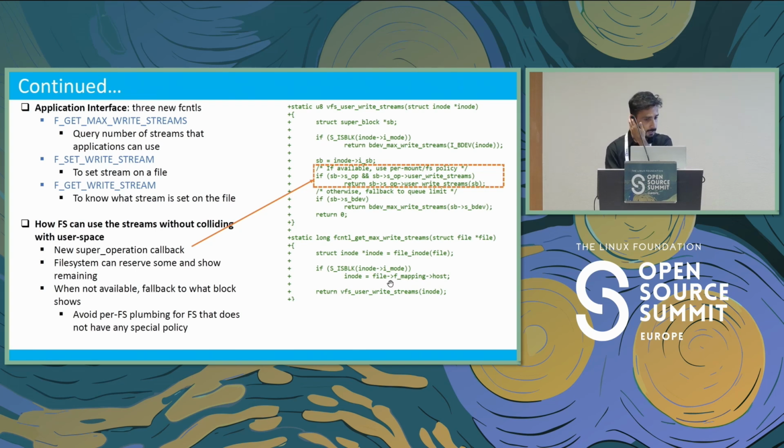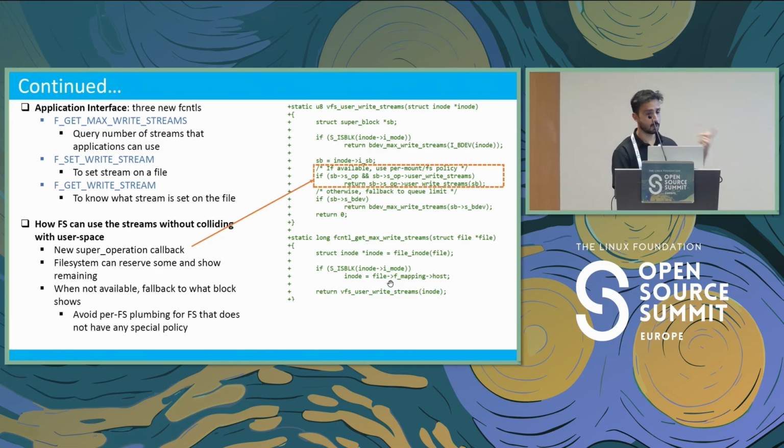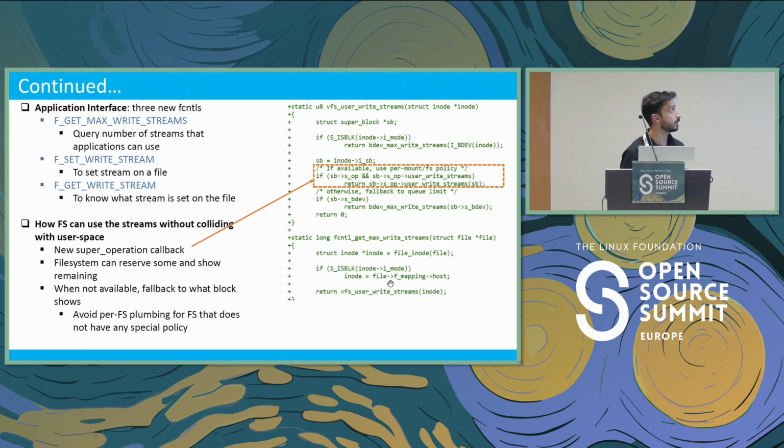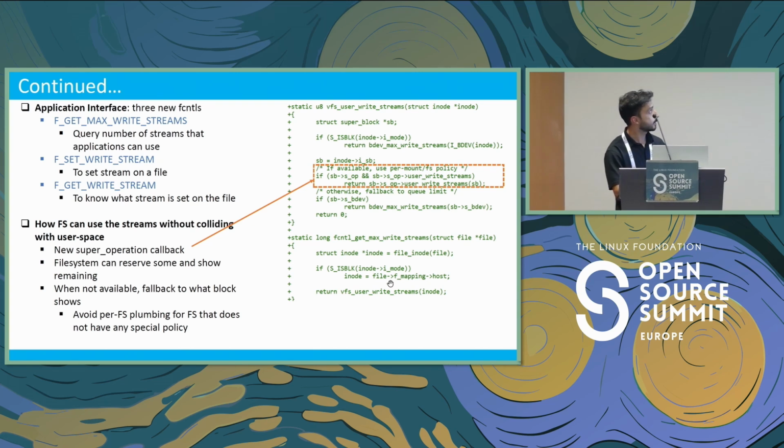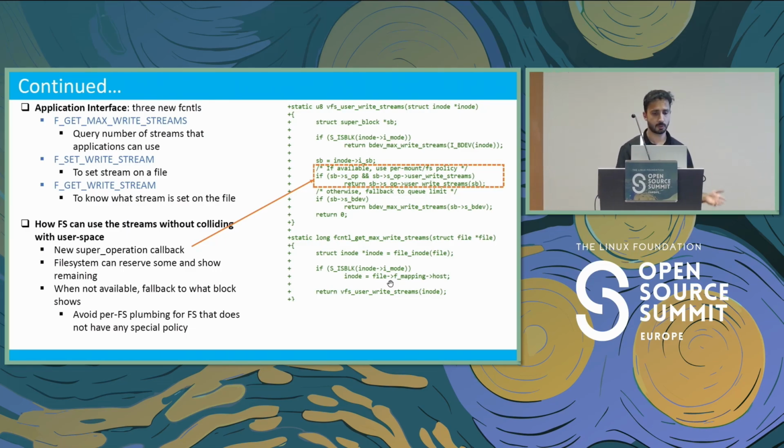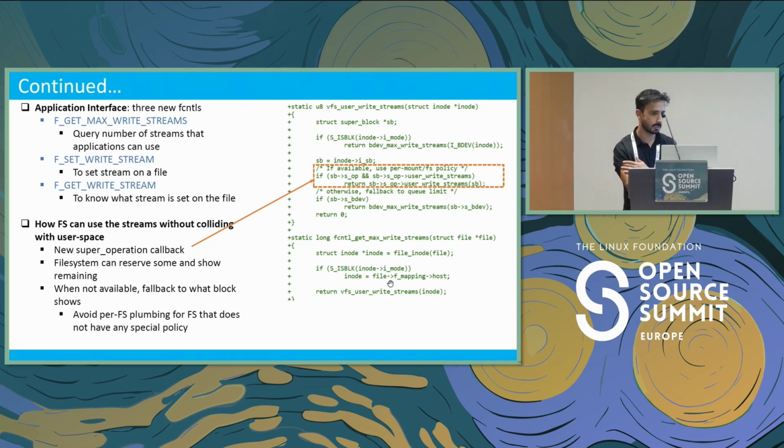So the current patch set which is under discussion basically exposes three new FCNTLs. The first one is to query the number of streams that are available to the application. The application needs to query this from the file system. It may be 0, it may be non-zero, but once it gets the number, it is sure that it can use it. The file system decides how many streams it wants to expose, and if this number is non-zero, then the application can set the stream on a file. And if you want to know, it can query it using this ioctl.